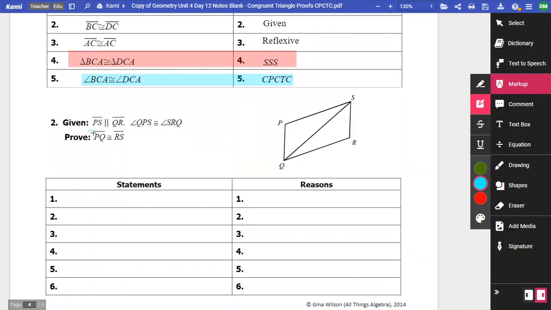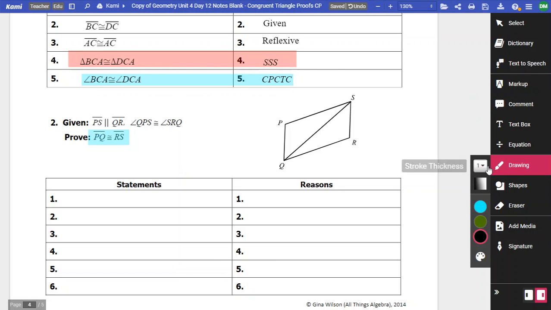Again, we are being asked to prove parts. So that means that our last line is going to be this CPCTC. But before we can use it, we need to prove that the triangles are congruent. And what we have here, we've got some parallel lines. So PS is parallel to QR. And anytime I see parallel lines, I start looking for alternate interior angles. And we've got a couple right here.